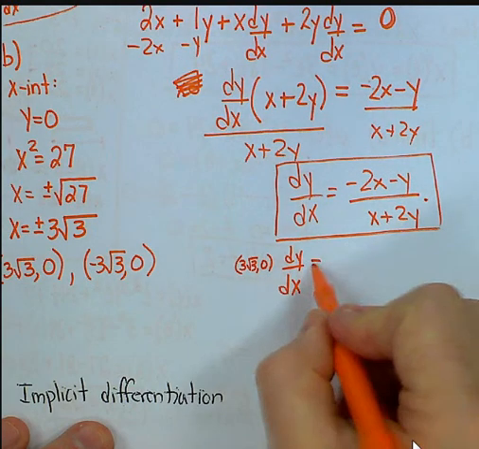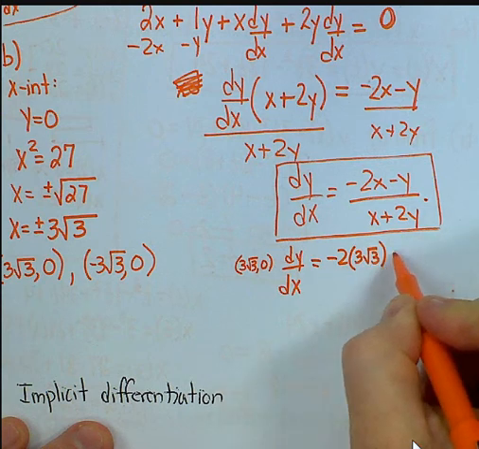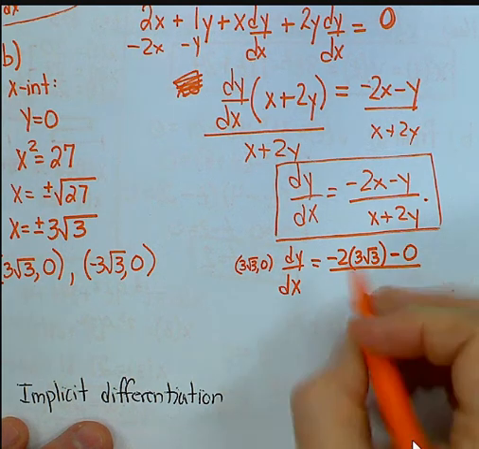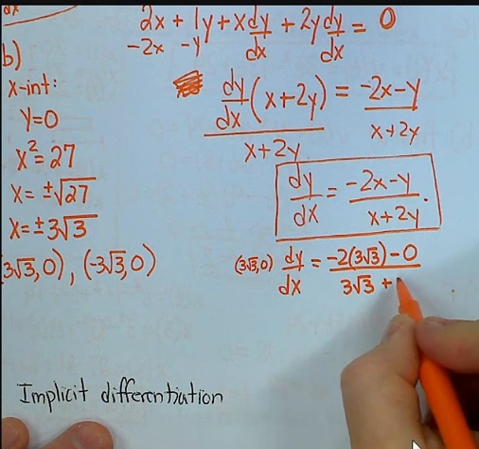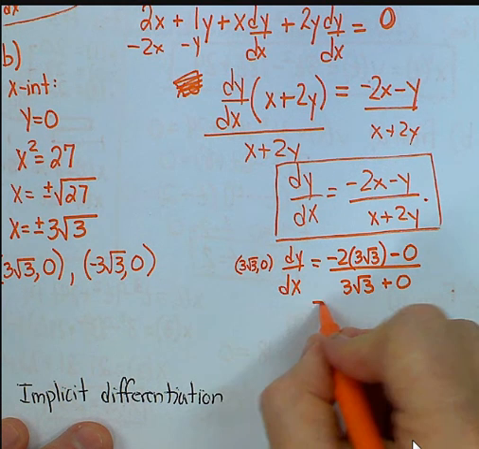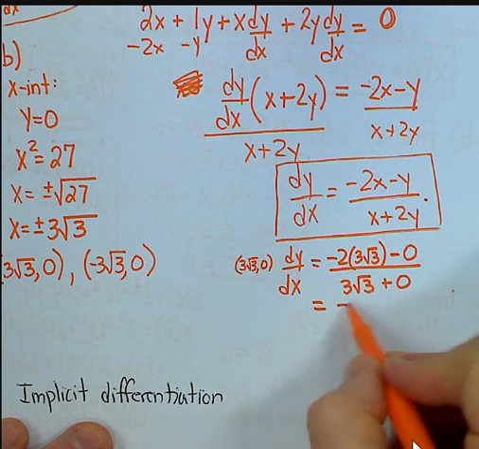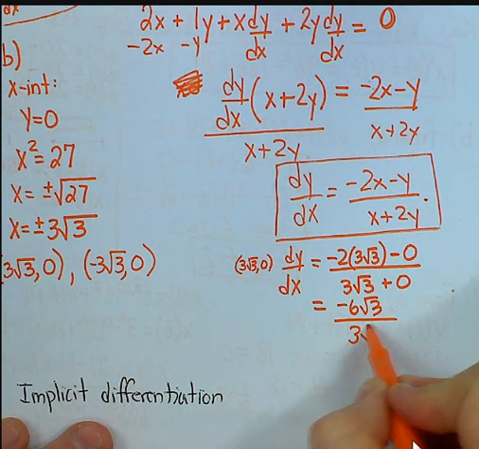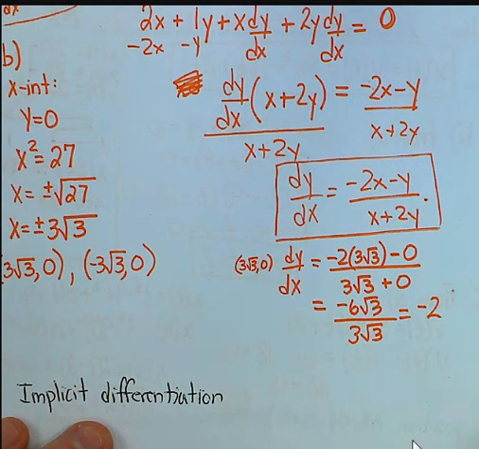calculate that. So it's going to be negative 2 times the x coordinate minus y, 0. X will be in the bottom, 3 square roots of 3, plus 2 times y, which will be 0. So simplifying this, I'm going to get negative 6 square roots of 3 over 3 square roots of 3. And they're dividing, so this is going to become what? Negative 2. Oh, kind of a nice answer.